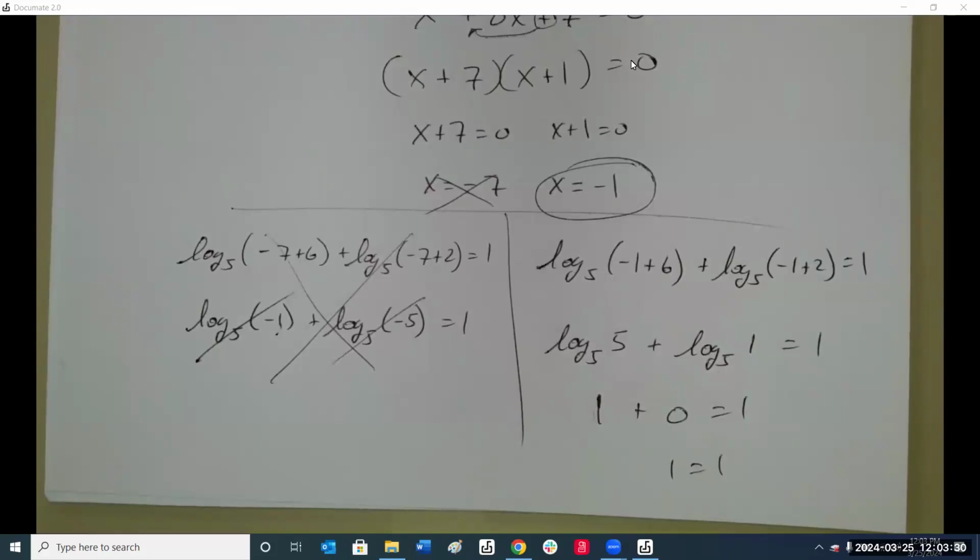I know there are a lot of rules being thrown at you really quick, but that's what it just takes: practice. And have that reference sheet of all the properties next to you so you can see that.